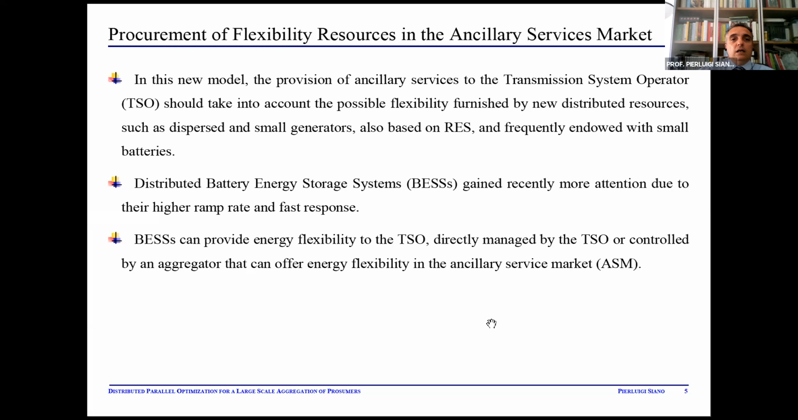falling of battery cost. In particular, distributed battery energy storage systems, also of small scale, that were mainly used to decrease the uncertainty due to renewable energy sources, while increasing also energy self-consumption, can also be used to provide energy flexibility to the system operator. They can be directly managed by the system operator or controlled by an aggregator or an energy community manager that can offer energy flexibility in the ancillary services market.